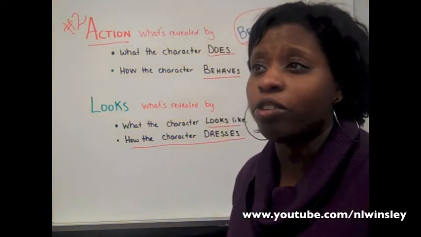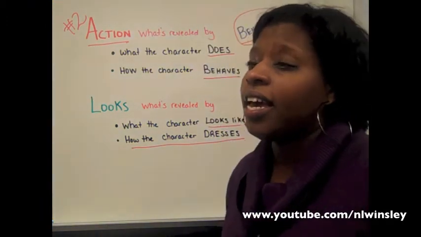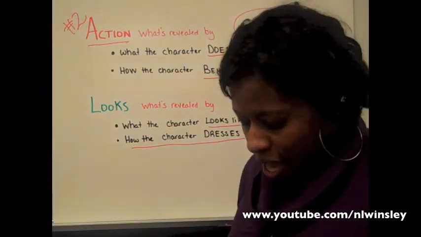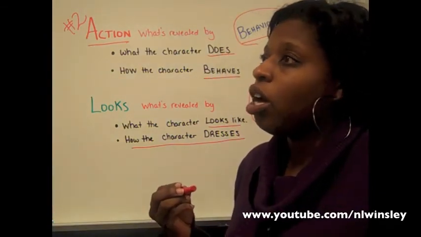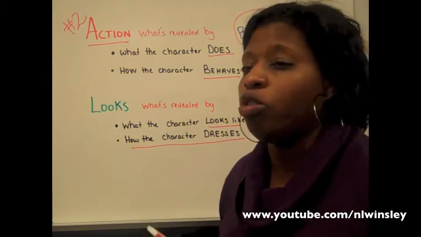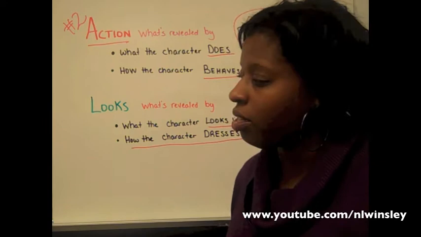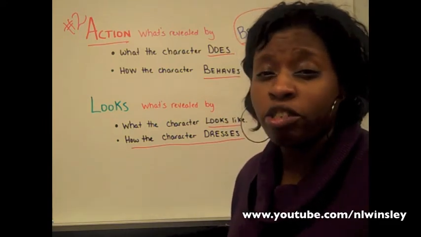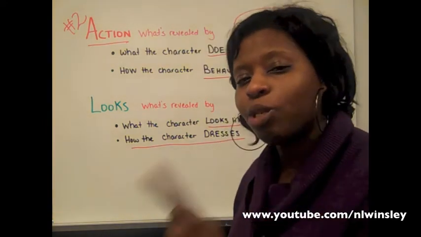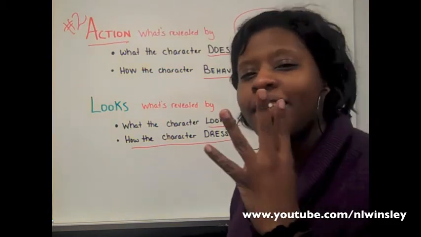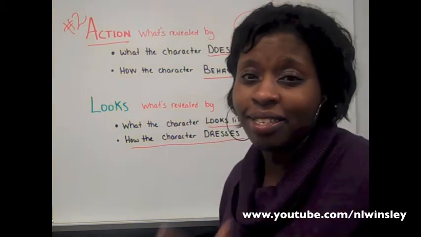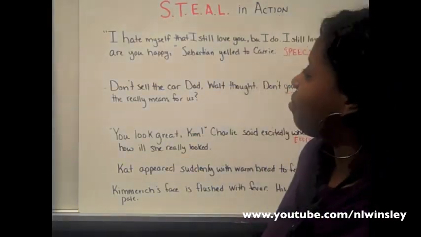Or if I have a character named Ditsy, and Ditsy always has her head down, her clothes are always wrinkled, you might infer that Ditsy has low self-confidence. Five methods of indirect characterization: still, speech, thoughts, effect, actions, and looks. Check you later. So let's look at still in action.